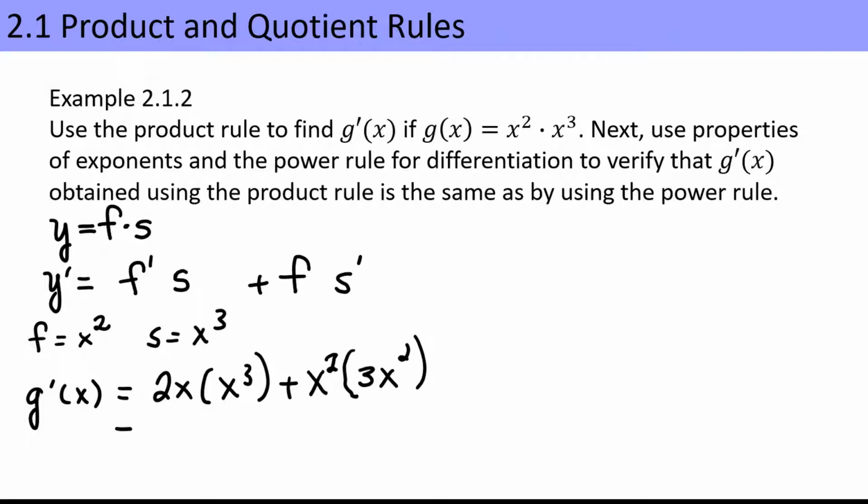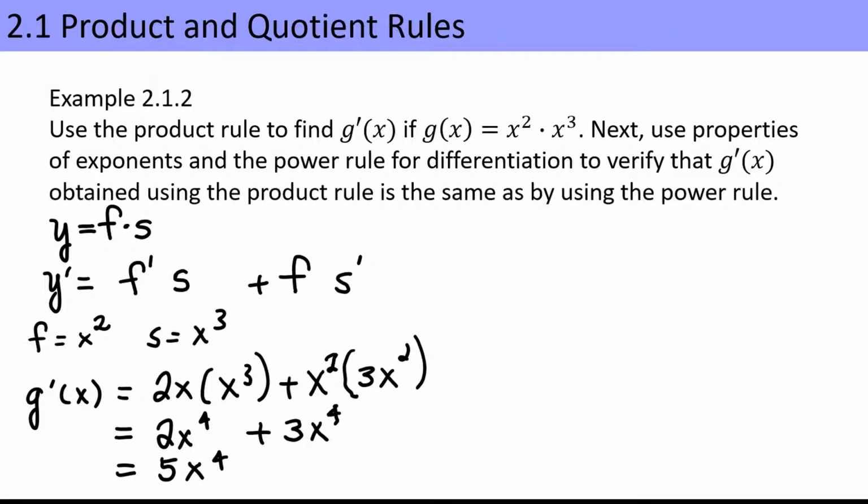Let's simplify. For the first term, 2x times x cubed will be 2x to the fourth. And then for the second term, we have the constant of 3 and x squared times x squared, which is x to the fourth. Lo and behold, when we combine the two like terms, we get 5x to the fourth.